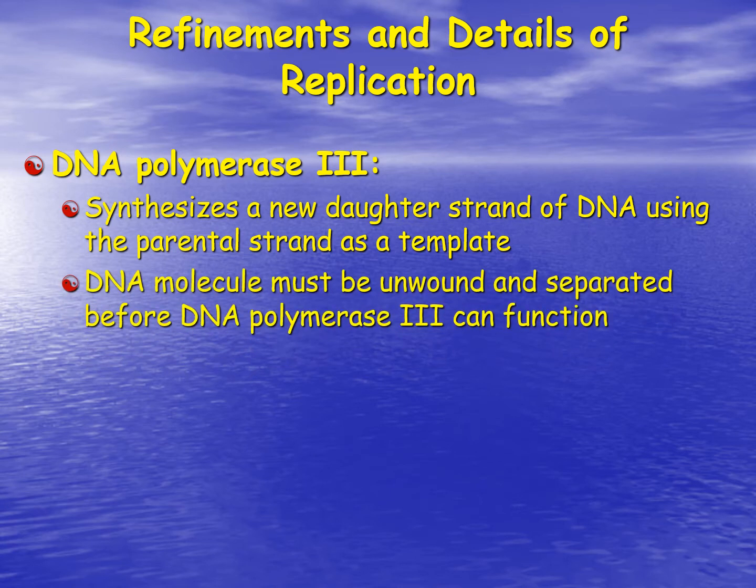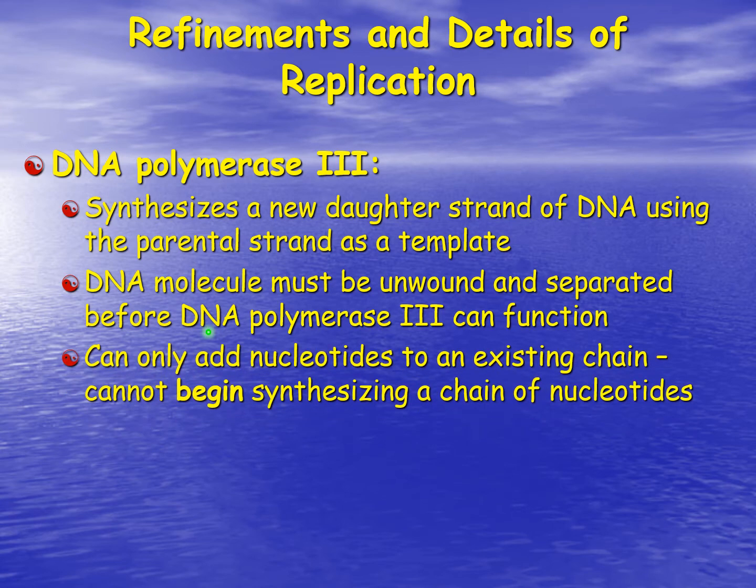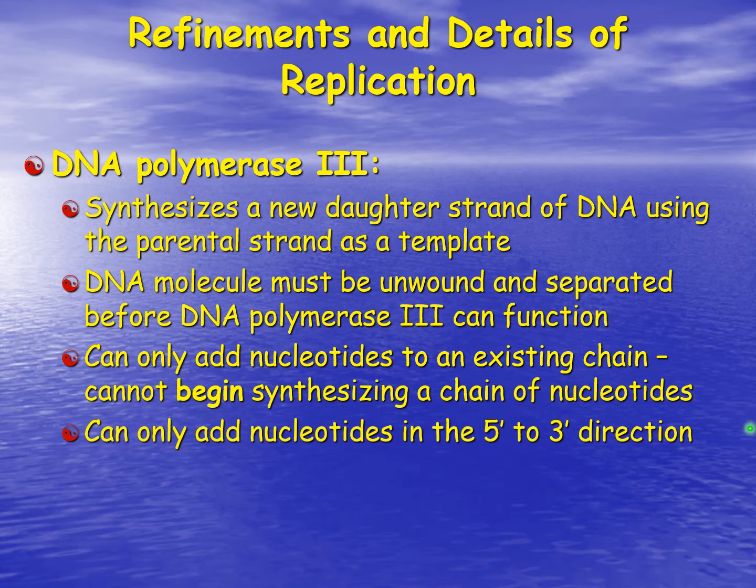The DNA molecule must first be unwound and separated. The unwinding will occur with DNA gyrase, and separation will occur with helicase. DNA polymerase can only add nucleotides to an existing chain and cannot begin synthesizing a chain of nucleotides. It can only add nucleotides in a 5' to 3' direction. And it's one of these few times that we can say always, always, always. The new strand of DNA or RNA will always be made in a 5' to 3' direction.